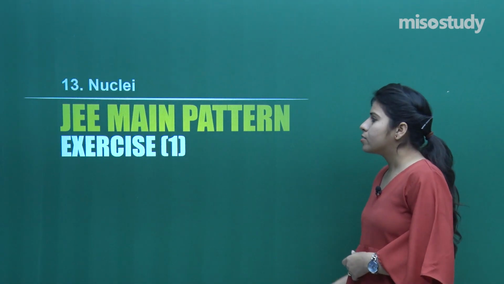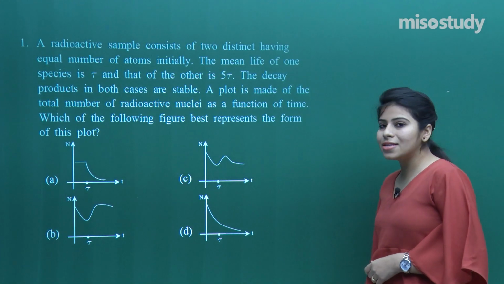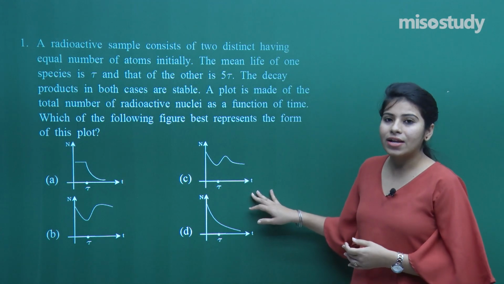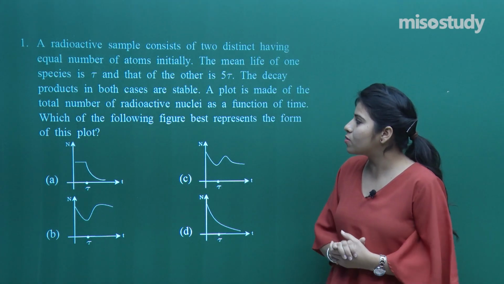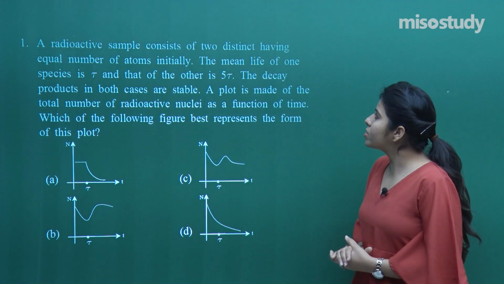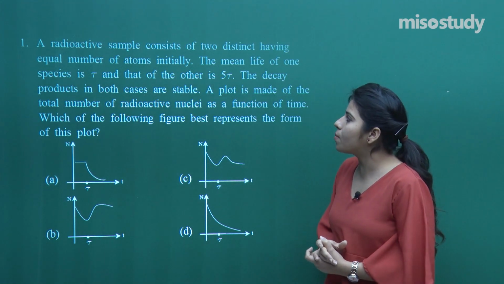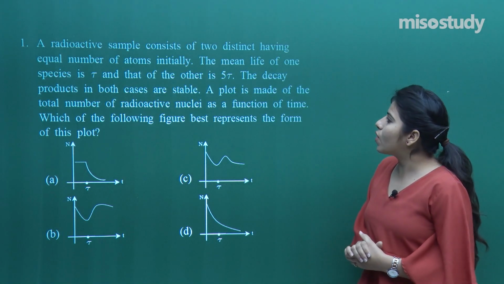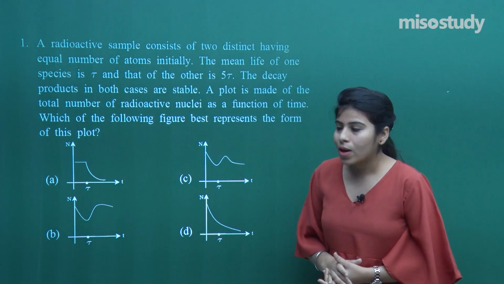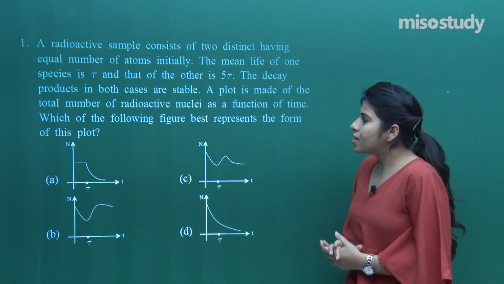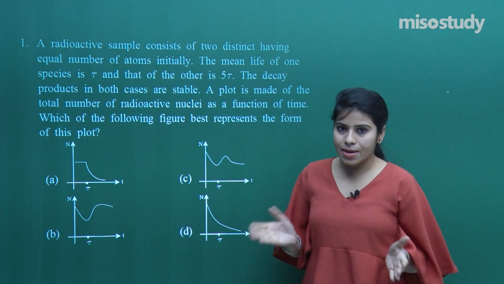I can see that we have been given 4 figures over here, and if I read out the question, a radioactive sample consists of 2 distinct species having an equal number of atoms initially. The mean life of one species is tau and that of the other is 5 tau. The decay products in both the cases are stable.